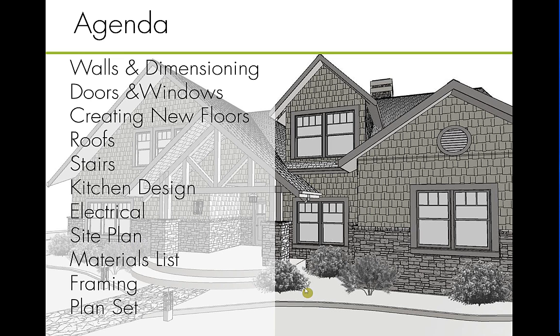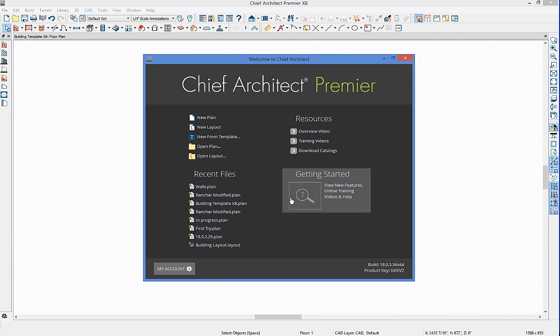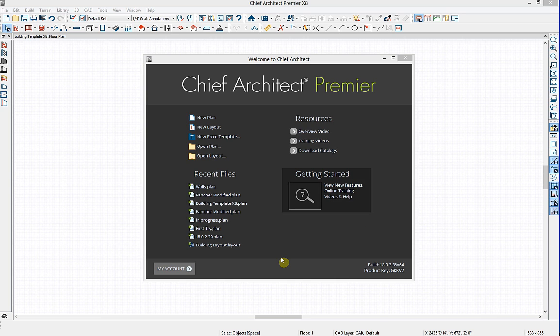So let's go ahead and just jump right into our plan. We're going to open up Chief Architect Premiere, and this is the X8 version. So when we first open up a Chief Architect program, we're going to get this welcome screen that appears. From here we can select to open up a blank new plan. We can open up a plan that we've previously been working on and continue working there.